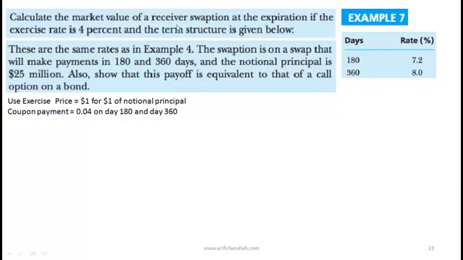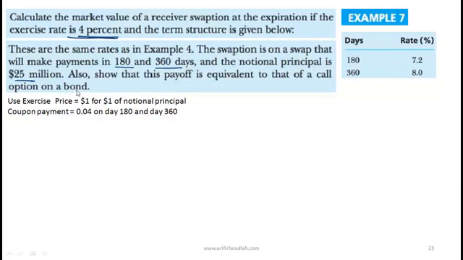Calculate the market value of a receiver swaption at the expiration if the exercise rate, so the X, is 4%, and the term structure is given right here. This is the term structure at expiration. These are the same rates as in example 4. The swaption is on a swap that will make payments in 180 and 360 days. Notional principal is 25 million. And then we need to show that this payoff is equivalent to that of a call option on a bond.